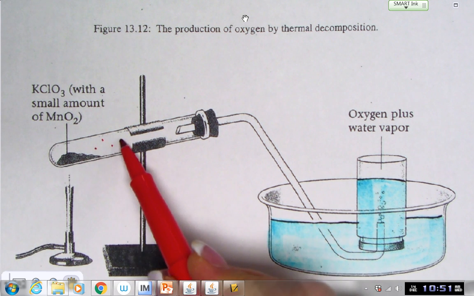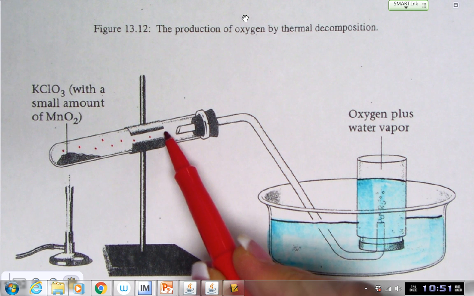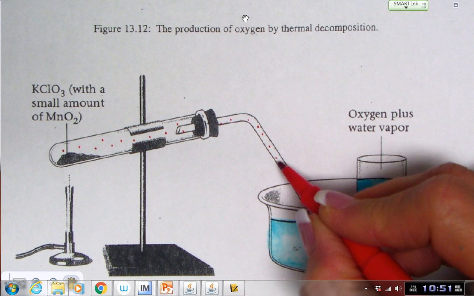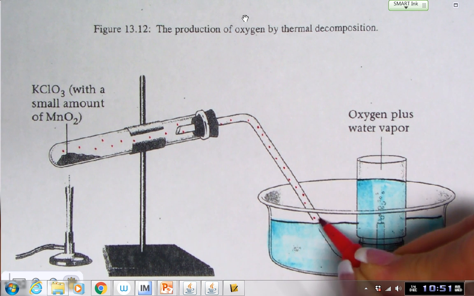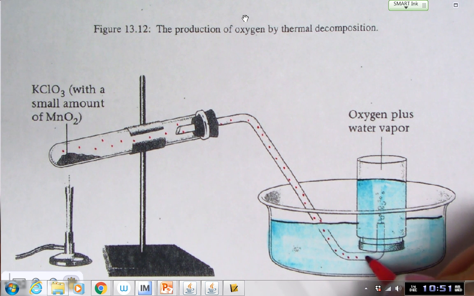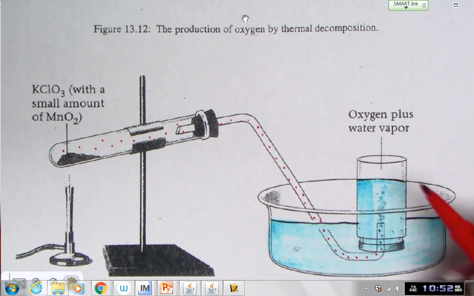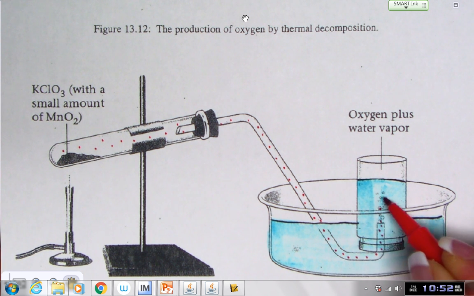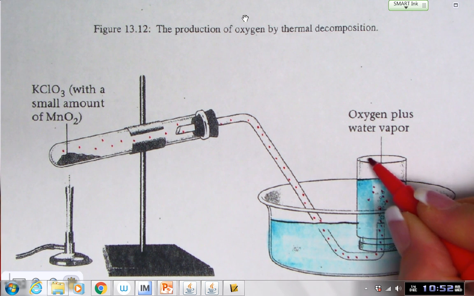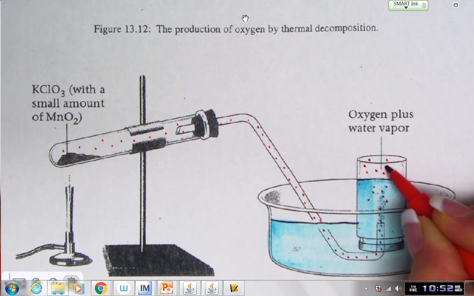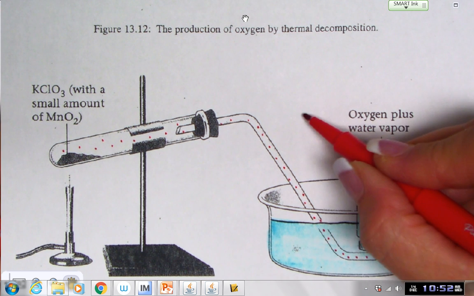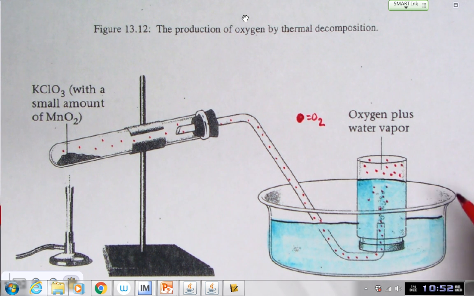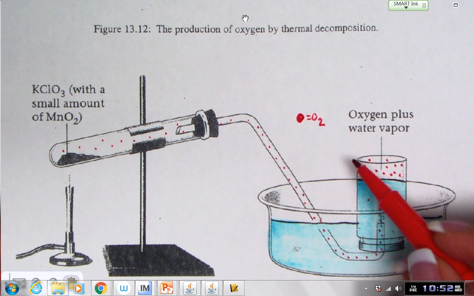As this substance here, the potassium chlorate, is heated, the oxygen gas, which I'm going to represent here by the little red dots, travels through this little tiny tubing. As it is being collected here, it will bubble up through the water and eventually make its way to where it will push the water out. So we're collecting oxygen here in our canister. The oxygen has a partial pressure.